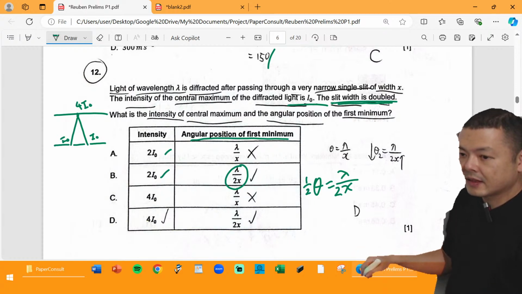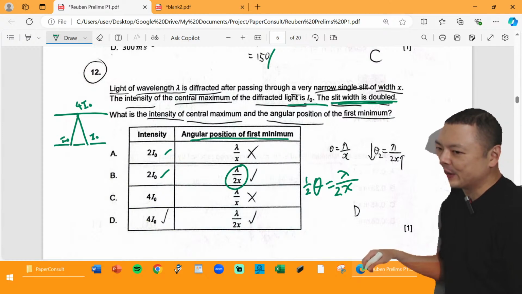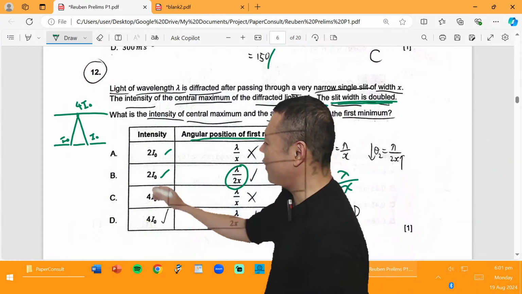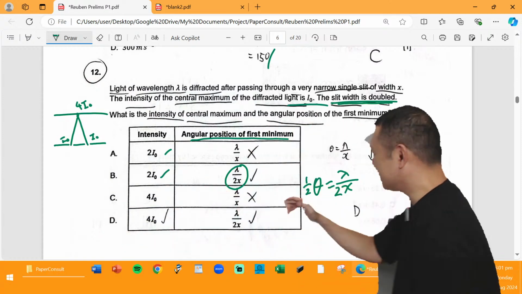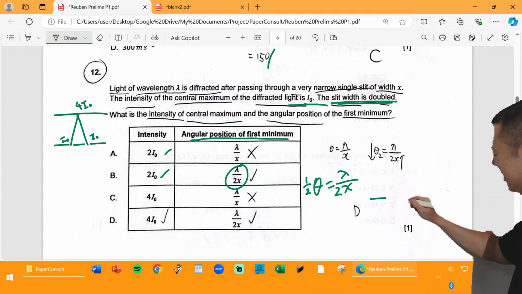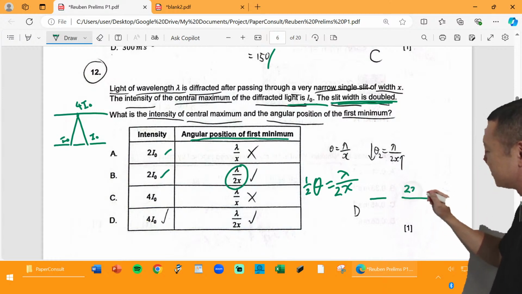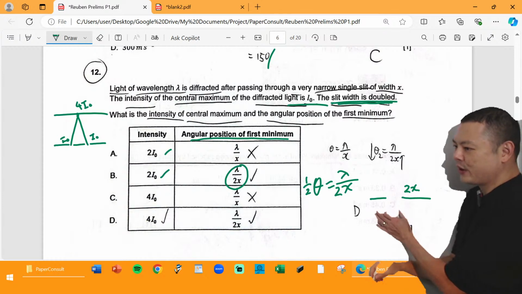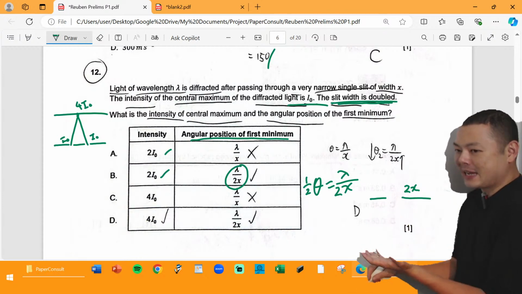My point is that we go by elimination. It's not 4 I naught, because we know that the 4 I naught case is when it's double slit, when there are two slits, two sources. This is just your one single slit, increasing in size by 2 times. Like it becomes 2x, right? So why is it not 4?